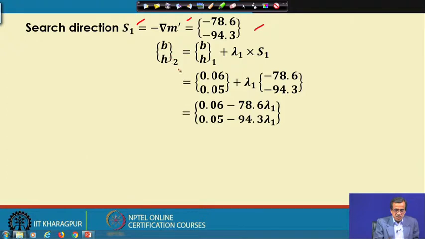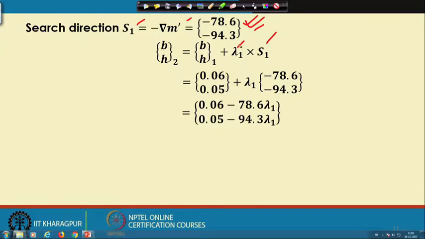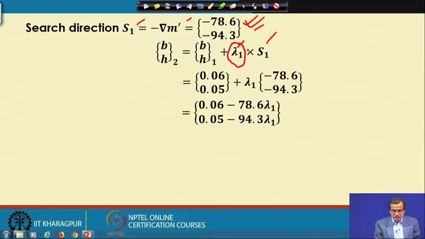So, BH2 is nothing but BH1 plus lambda 1 multiplied by S1. Lambda 1 is the step length, and here we will try to find out the optimal step length, and S1 is the search direction which I have already calculated. So, S1 is known, but I will have to find out the optimal value for this particular lambda 1.